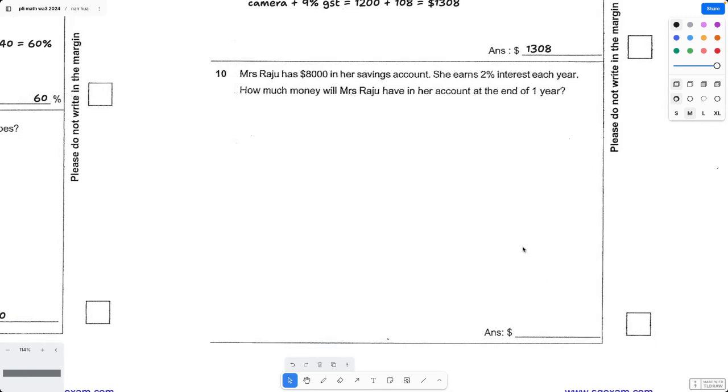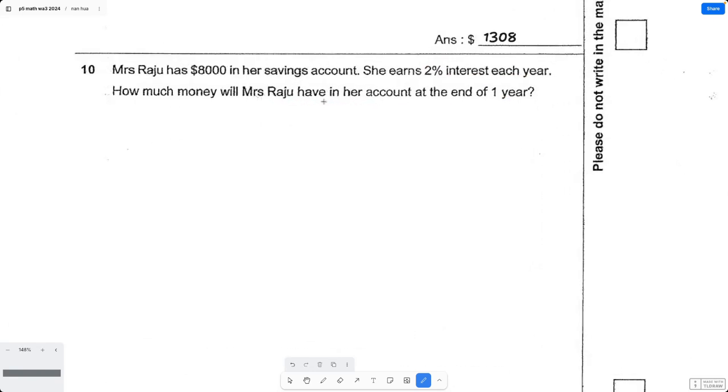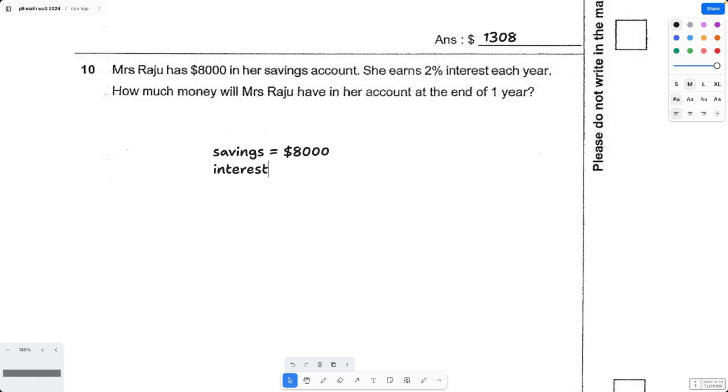Question 10. All right. So Mrs. Raju has $8,000 in a savings account. She earns 2% interest each year. How much money will Mrs. Raju have in her account at the end of 1 year? Okay, so what we want to do is, savings is equal to $8,000. Then interest percent is equal to 2%.